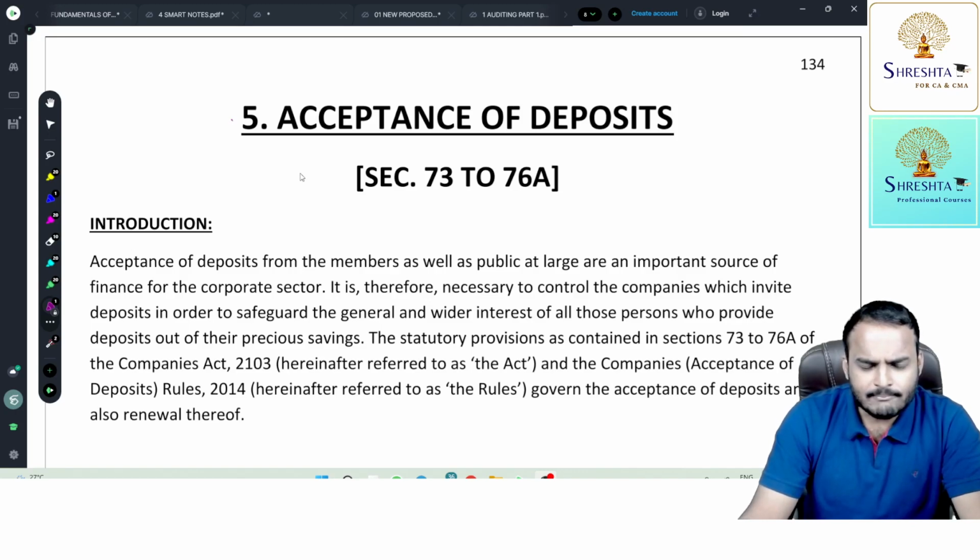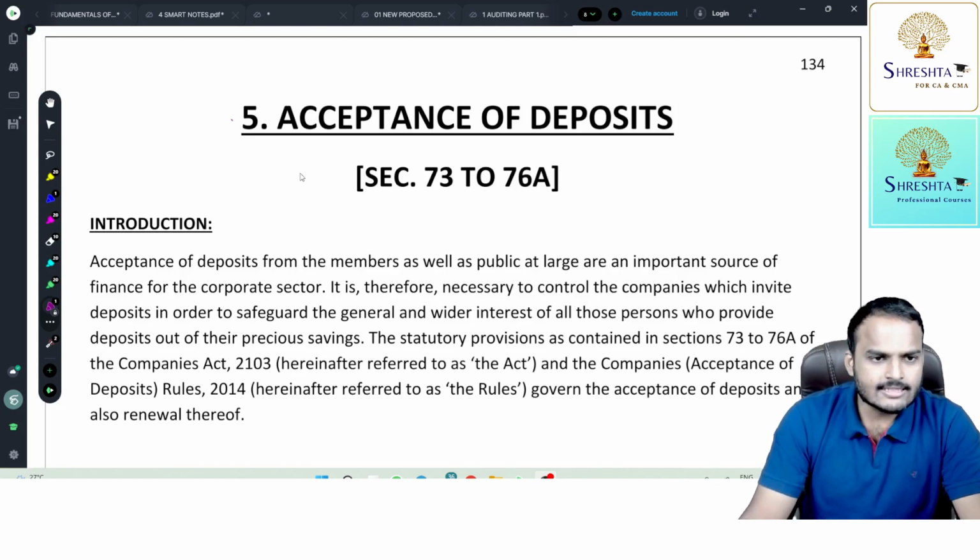So not all companies are allowed to accept deposits from public. Only prescribed companies. Say for suppose, an eligible company, a public company meeting the financial requirements, can only accept deposits from public. And what about remaining companies like private companies or ineligible public companies? They can accept deposits from its members. So this chapter, acceptance of deposits, speaks about all types of deposits, not only public deposits.